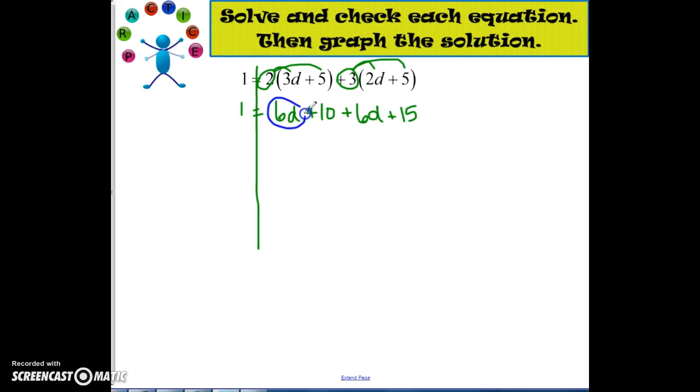Our next step is to combine like terms. Oops, I really should have included that plus sign in that circle. So 12d plus the 10 and the 15, 25, equals 1.